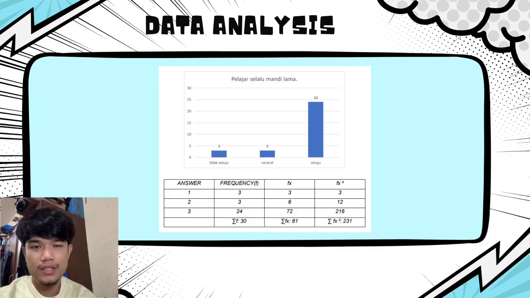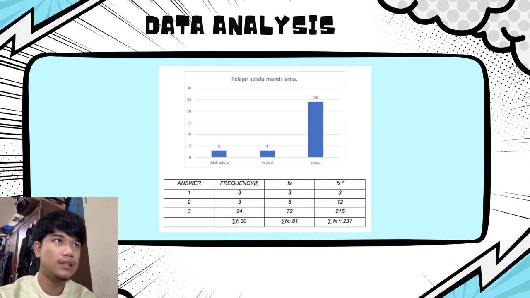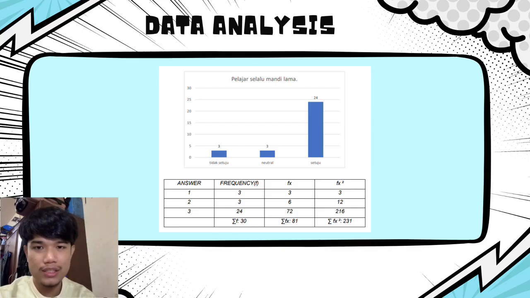So as you can see in the slide presentation is the table of "pelajar selalu mandi lama". So we got the first answer, second answer and third answer. The first answer is tidak setuju, the second answer is neutral, and the third answer is setuju. So for the first answer, the frequency is 3, and the second answer also 3. The last answer is 24.